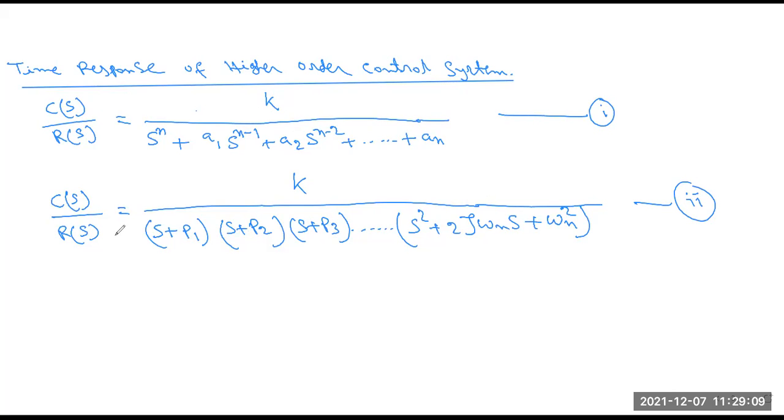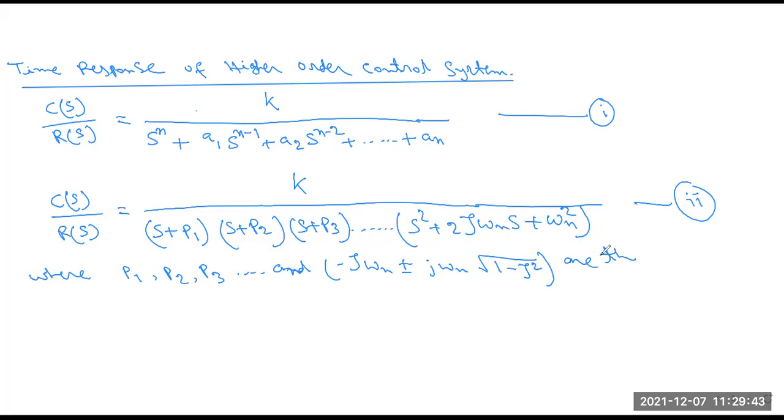Is it clear all of you? Yes, sir. Okay, where this p1, p2, p3 and so on, and this one also, this is minus zeta omega n plus minus j omega n square root of 1 minus zeta square. These are basically the different poles in the given equation format.